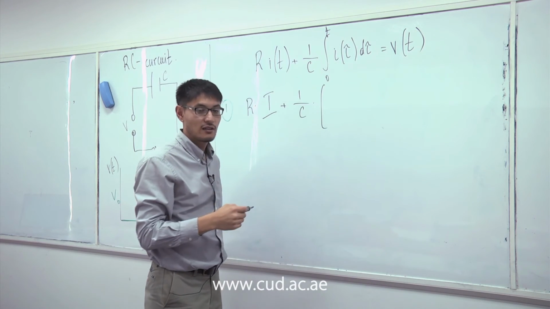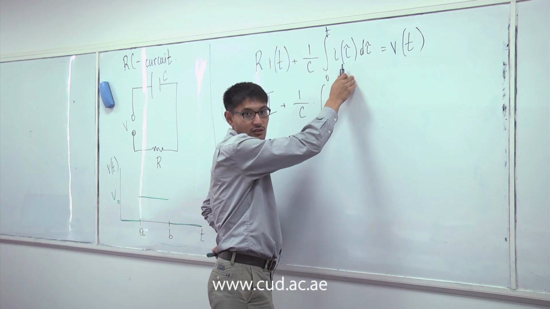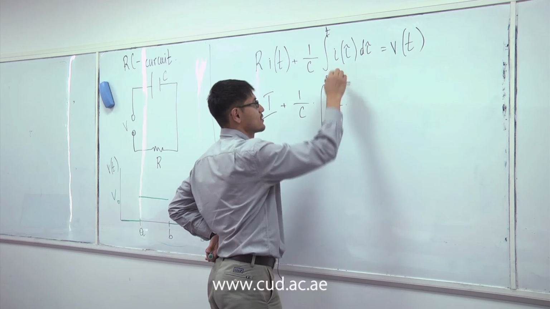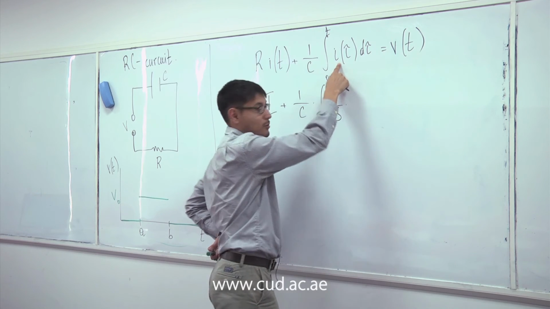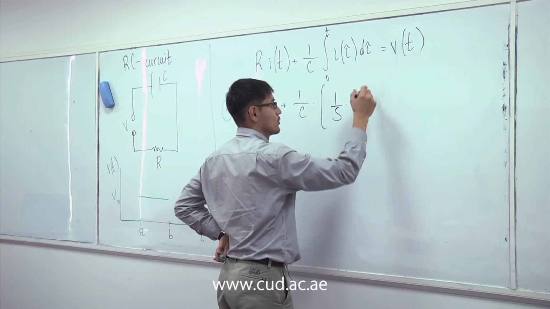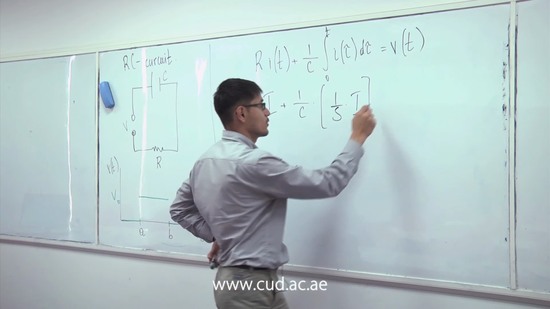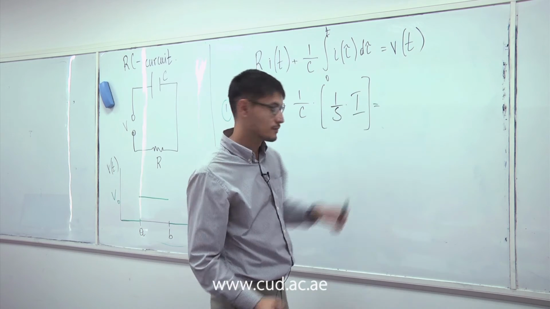Now, if you go back in this lecture and look at the formula for the transform of the integral, it was equal to 1 over s times the transform of little i. Again, we don't know what the transform of little i is. For now, we're just going to call it capital I, equals the transform of the voltage function.